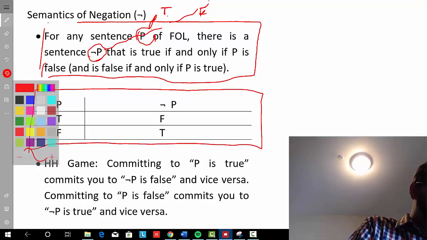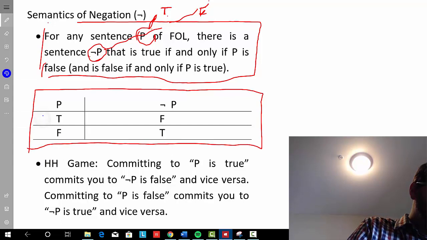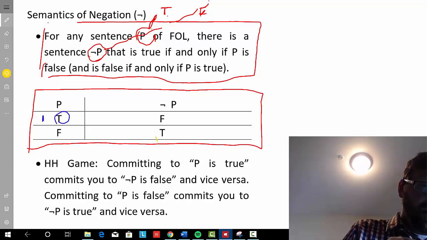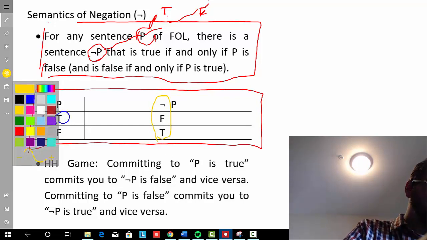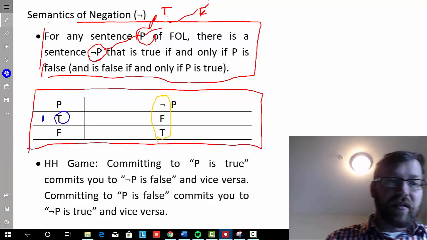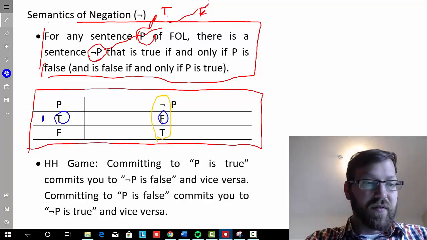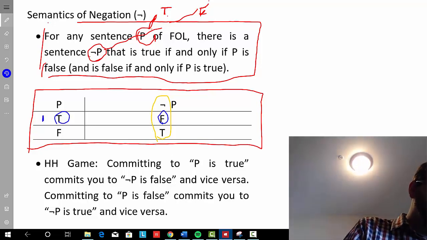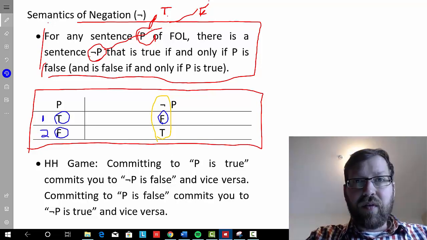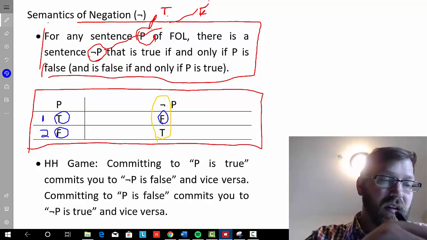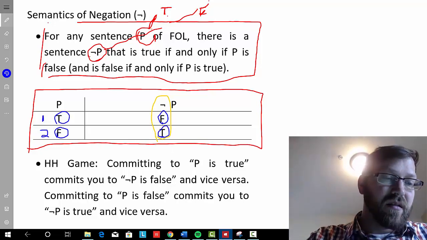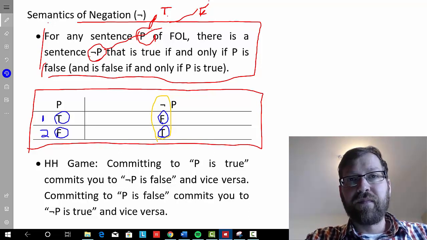In situation 1, we see that P is true. This is telling us what not the case P's truth value is. Not the case P then gives us false. It returns false for that. In situation 2, P is false as opposed to being true, and negation P returns true to us.